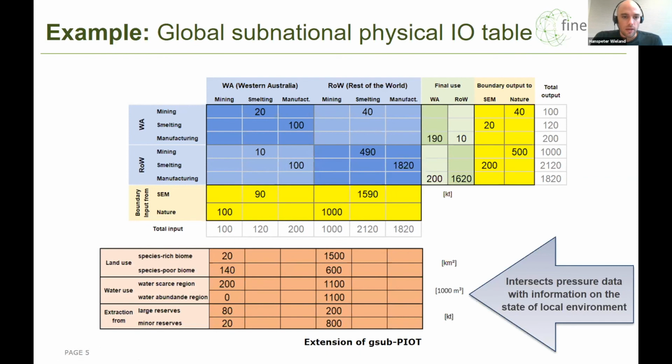pressures that my colleagues have presented before with information on the state of the local environments. For example, the land use data Victor has shown us could be disaggregated into species-rich and species-poor biomes, the water use data into water scarce and water abundant biomes, and so forth. So this extension then basically is a proxy for the impact risk.